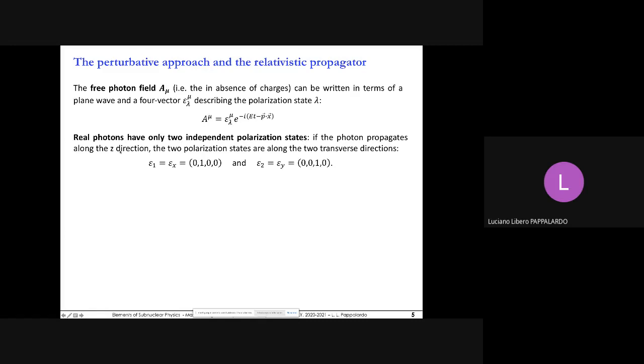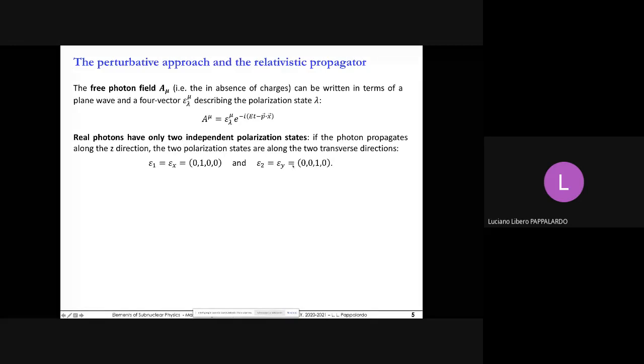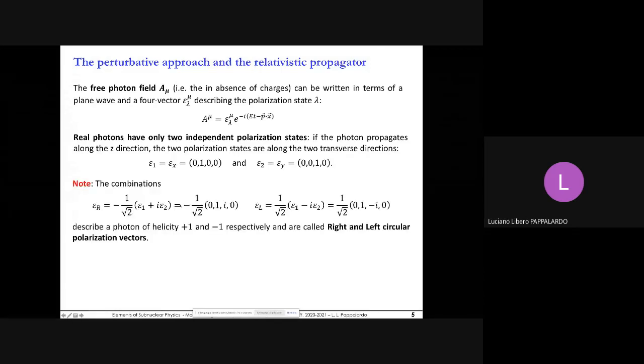Suppose that the photon propagates along the z direction. The 2 polarization states are along the 2 transverse directions, so along x and along y. And so you can write down these polarization states in this trivial way, where the last is z, so this is x and this is y. These are 4-vectors. Now, you can also combine them. If you take this combination of epsilon_1 and epsilon_2, or this other combination with the minus sign between epsilon_1 and epsilon_2, you end up with the so-called right and left circular polarization vectors for the photon. And this describes a photon of helicity +1 and -1.